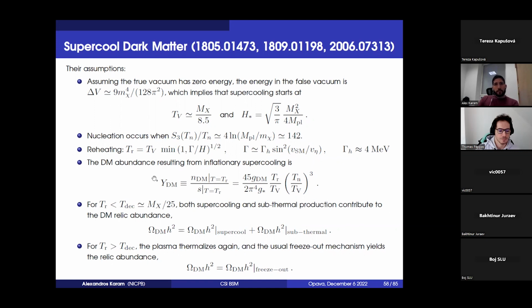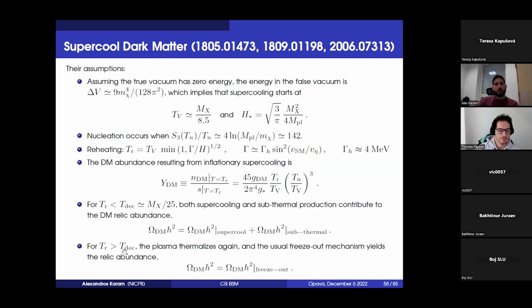Now, assuming we have these dark matter particles, which are originally massless, the inflationary supercooling dilutes them in this way. And then we have two cases. For the reheating temperature smaller than the decoupling or freeze-out temperature, which is normally computed to be around mx/25, we have supercooling and subthermal production, which contribute to the dark matter relic abundance. So the total relic abundance is given by the supercool abundance plus the subthermal population, which arises from scattering with the thermal bath.